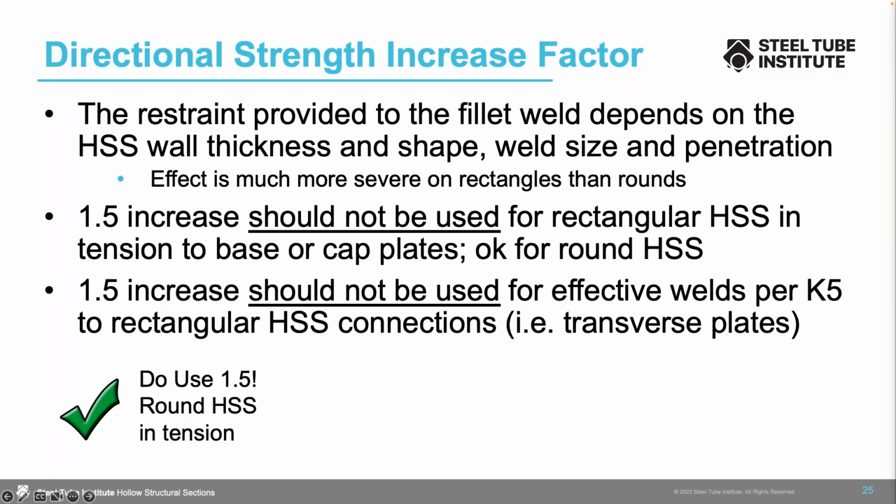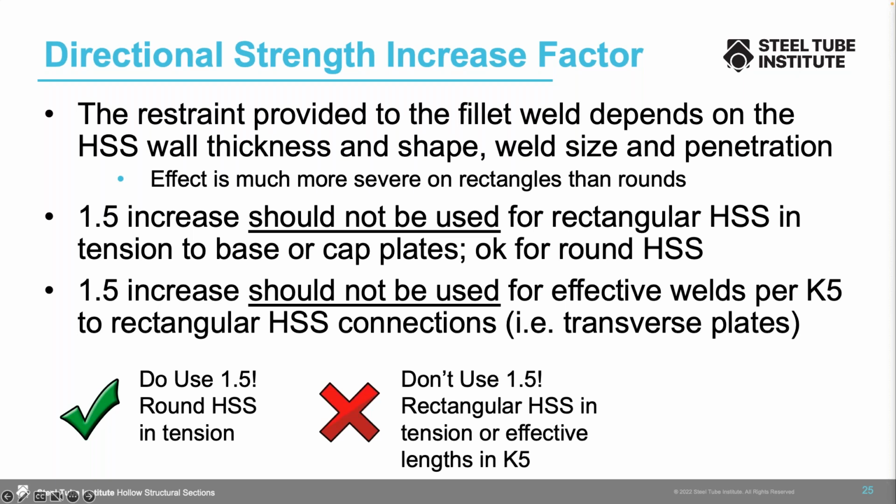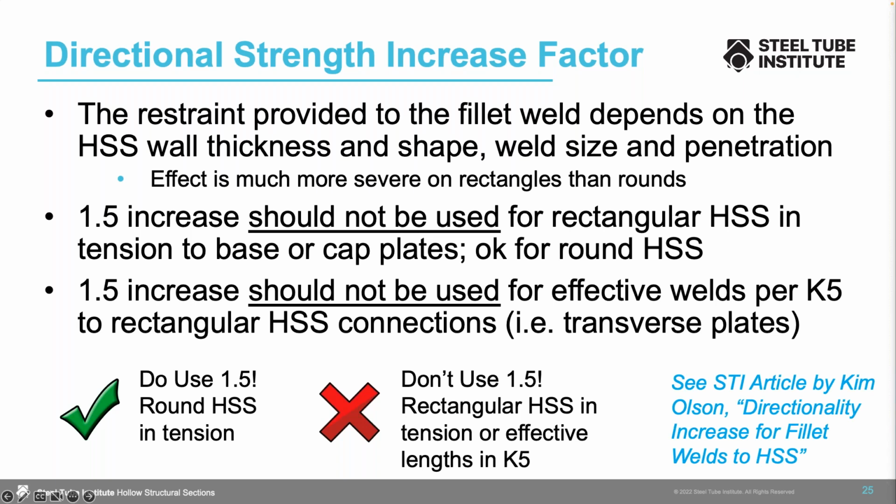And then to summarize, do use the 1.5 increase, or you can use it if you have a round HSS in tension, but don't use the 1.5 increase if you have a rectangular HSS in tension, or if you are looking at an effective weld length in K5. We have a nice article about that on our website as well.